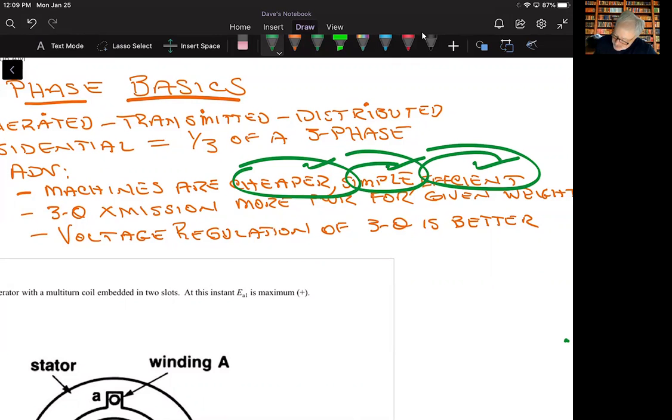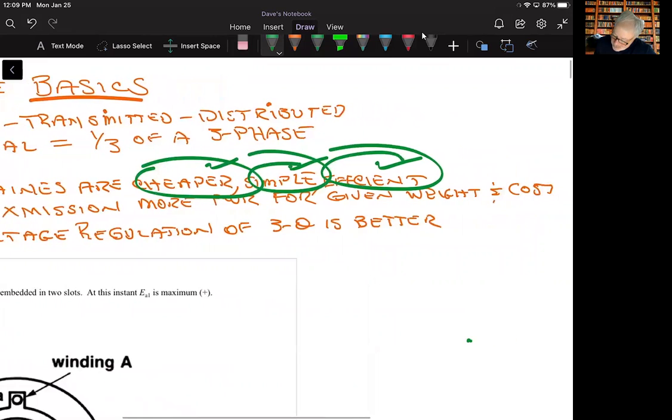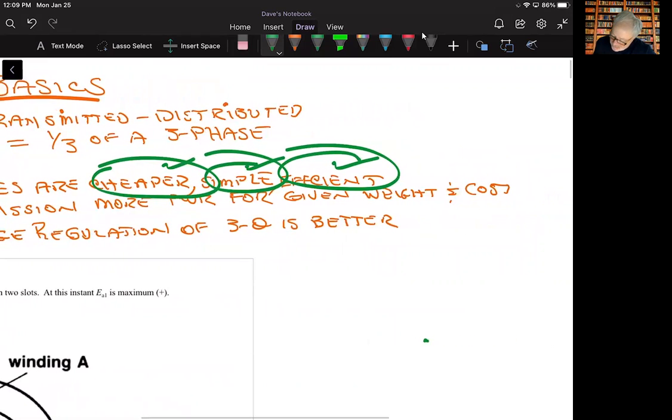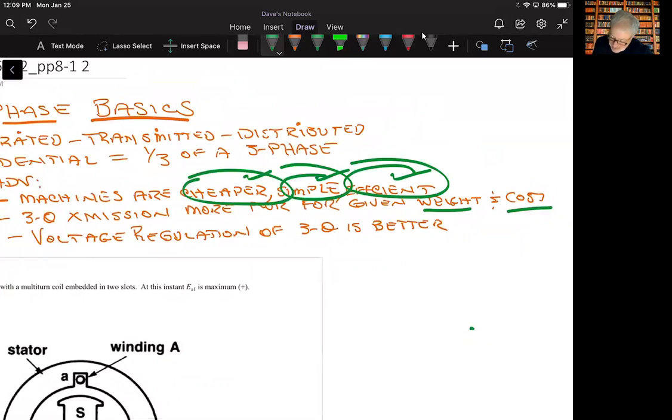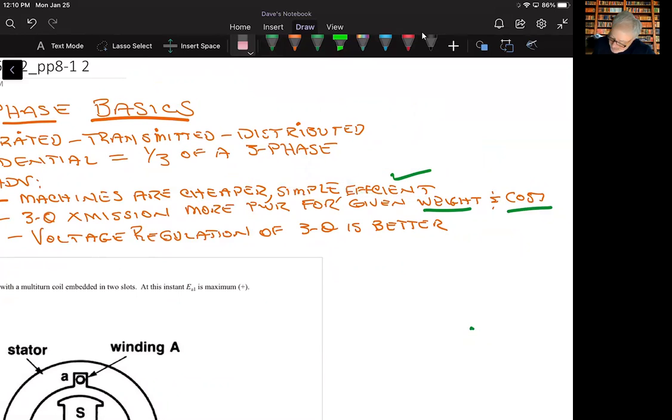The three-phase transmission allows more power to be transmitted for a given weight and cost. Initially, we might look at that and go, ho hum, big deal, whatever. But when we start looking at big picture things, these incredibly powerful, complex, expensive transmission systems, the fact that you get more power for a given weight and cost, it is absolutely a big deal. And for us to understand that, it's important.